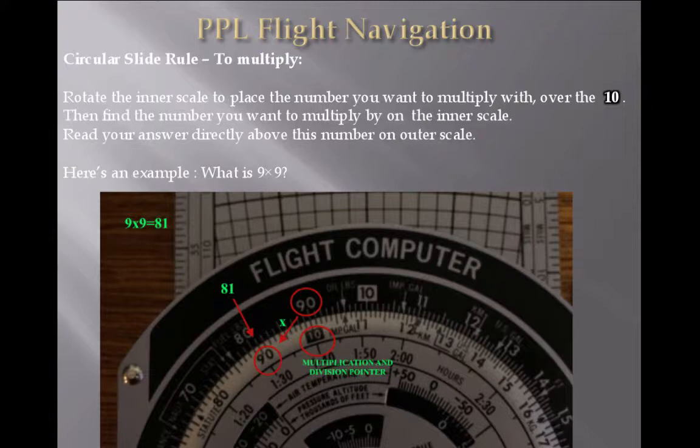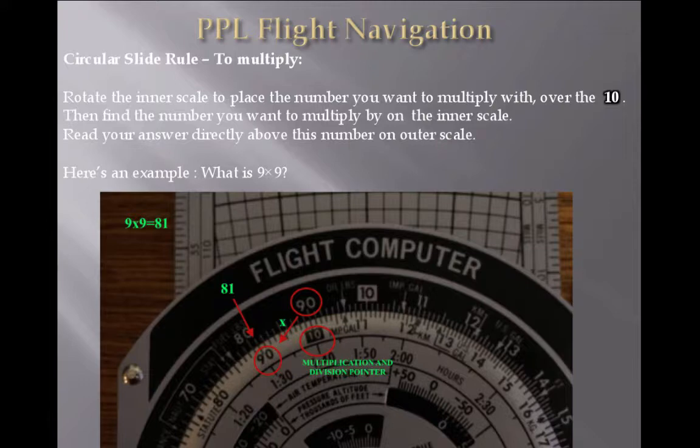So basically, as per the documentation, rotate the inner scale to place the number you want to multiply with over the 10. Then find the number you want to multiply by on the inner scale and read the answer directly above that number on the outer scale. Simple.